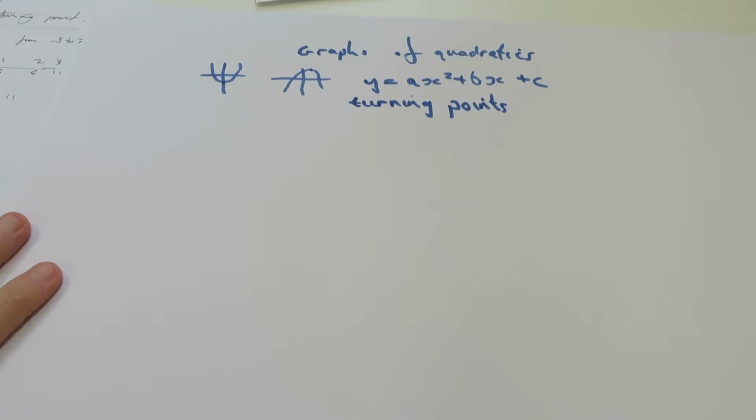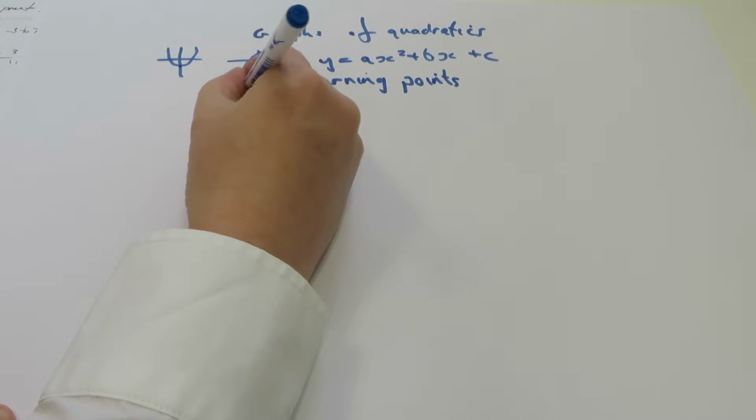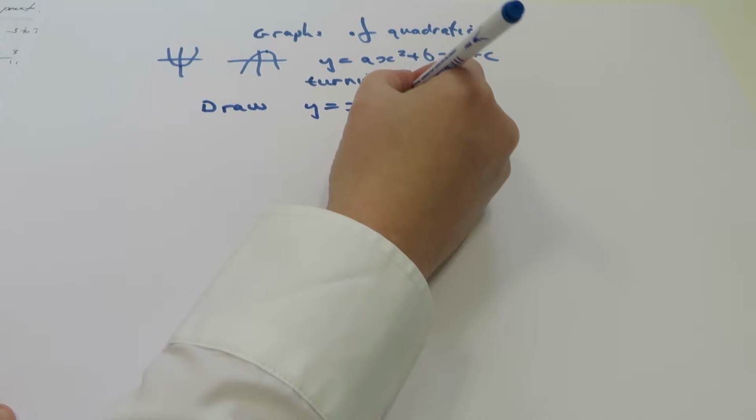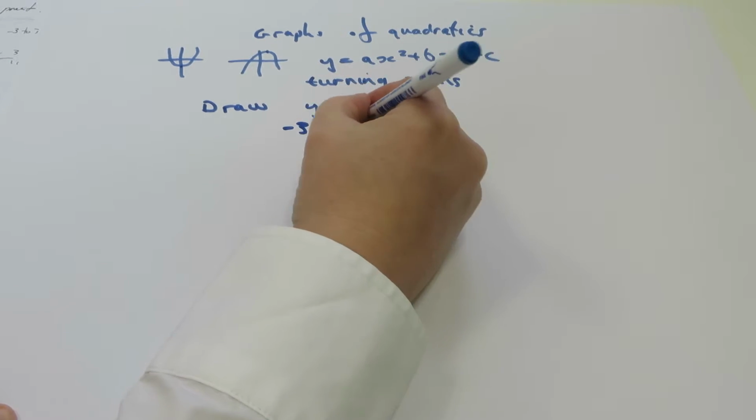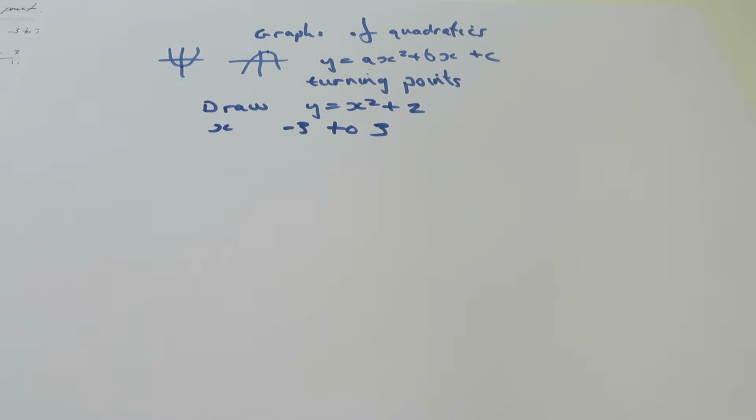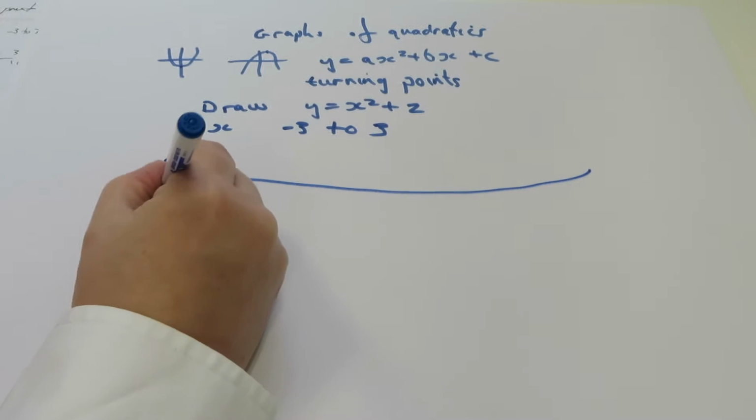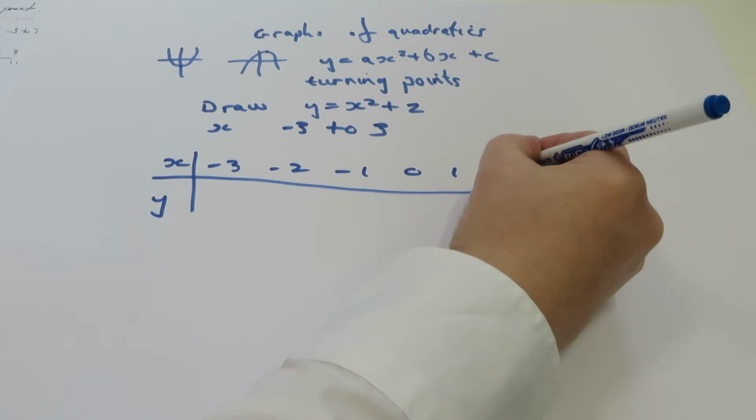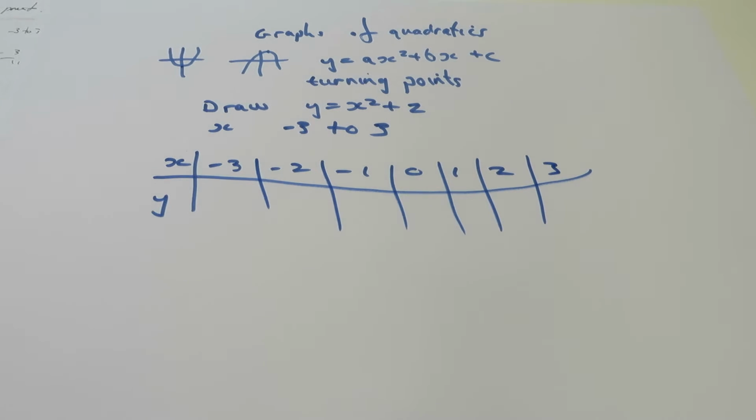So, in this particular example, we're going to look at drawing the quadratic y equals x squared plus 2, with x values from minus 3 to 3. What we're going to do first of all is draw a table of x and y: minus 3, minus 2, minus 1, 0, 1, 2, 3, and we'll work out all of those values.